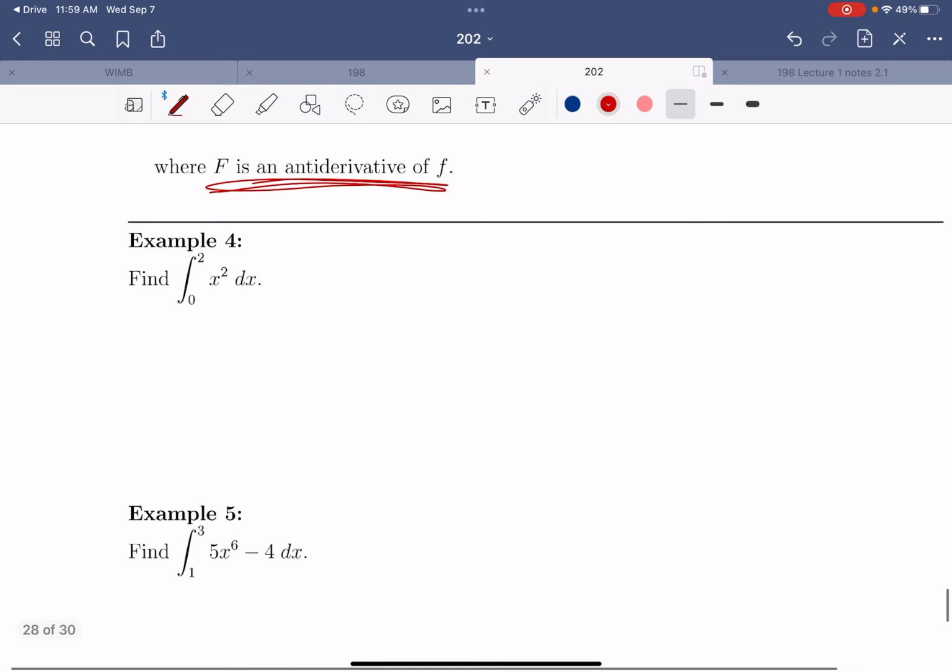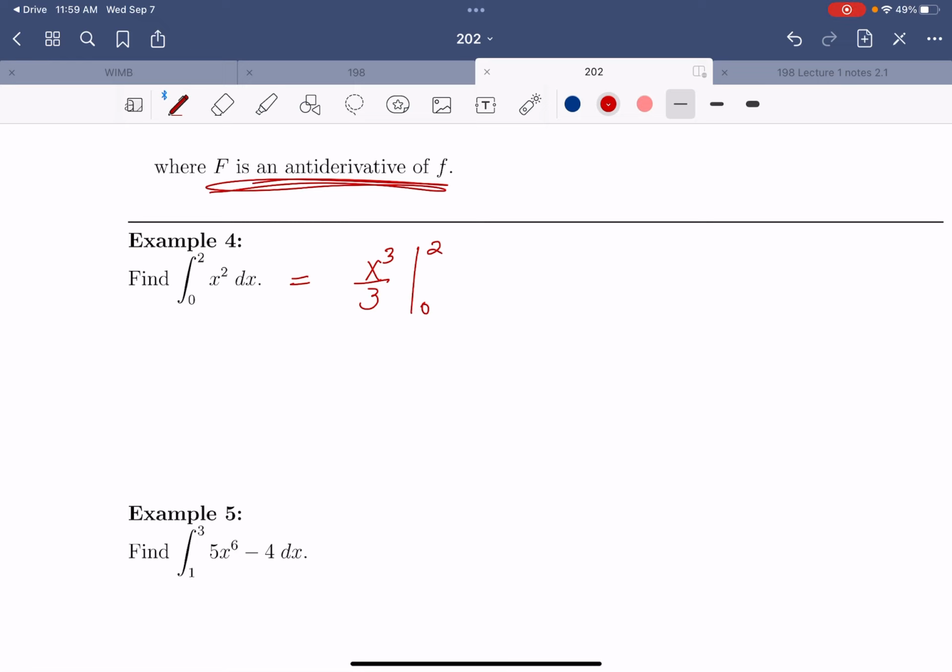So what does that look like? Let's go down here. For this example, number 4, you have the integral from 0 to 2 of x squared. In order to do that, I'm going to take the antiderivative of x squared. Antiderivative means increase the exponent to 3, divide by the new exponent. Now, here's the notation we're going to use. We still have to evaluate this from 0 to 2.